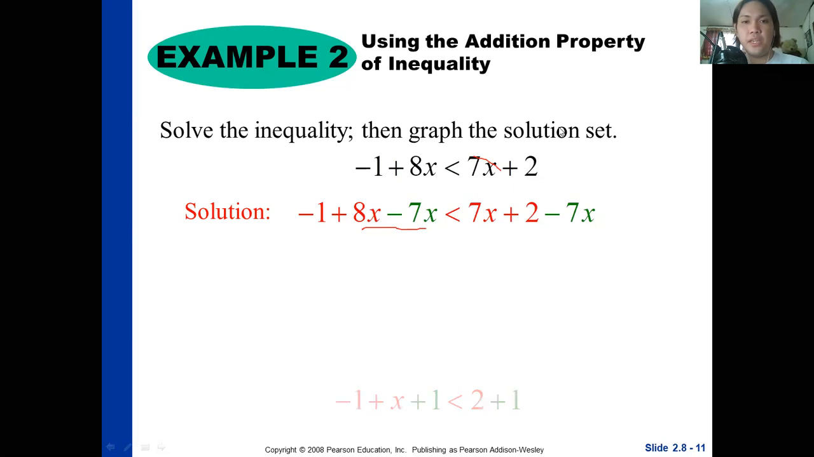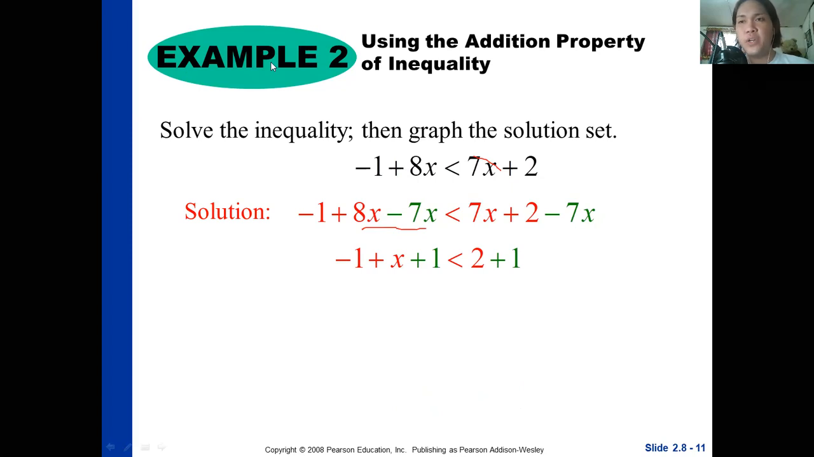So now let's proceed. We have -1 plus x less than 2. As we all know, 8x minus 7x will give us x. And to eliminate -1 on the left side of the inequality, we use the addition property by adding 1 to both sides of the linear inequality. So that's why we have plus 1 and plus 1.